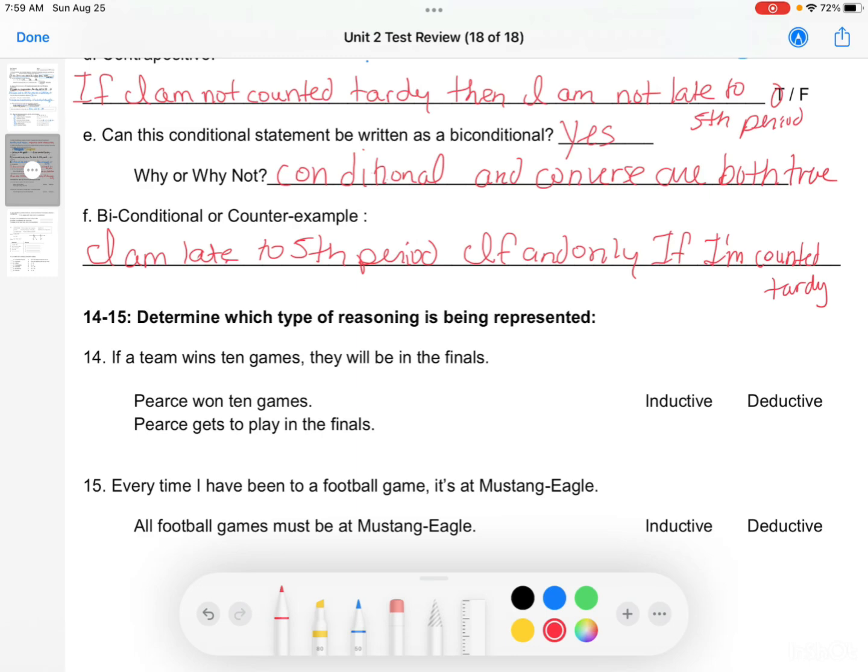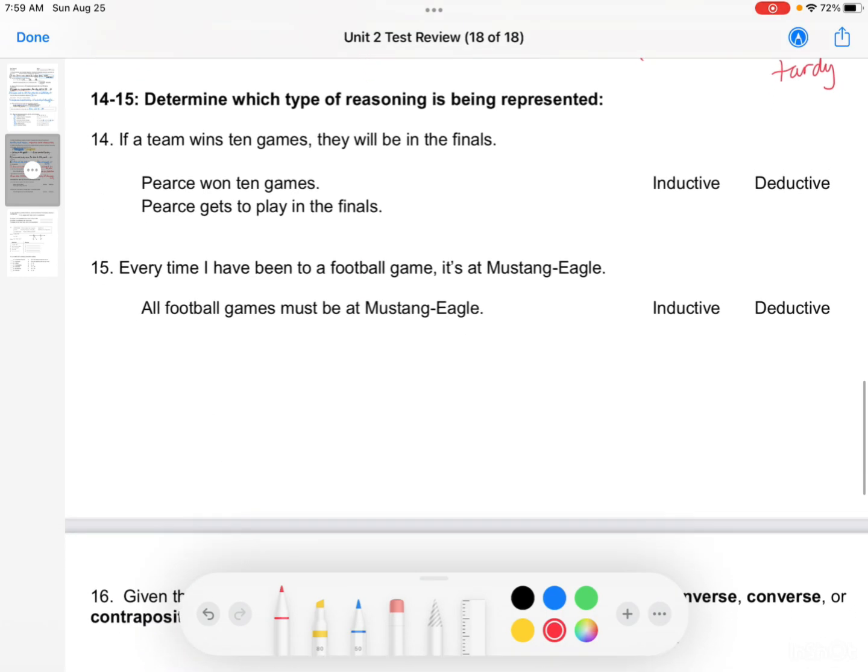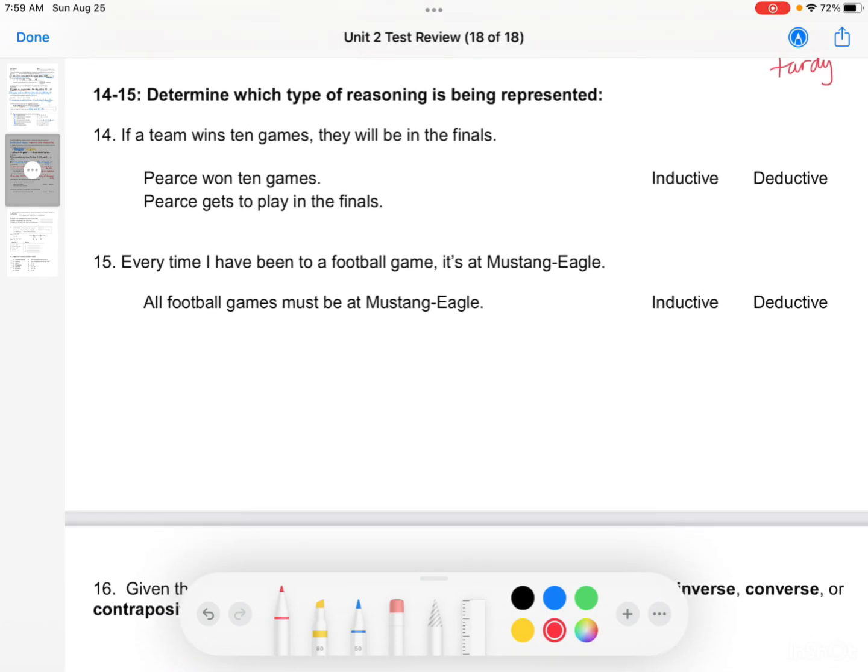I'm sorry, I'm on number 14. If a team wins 10 games, then they will be in the finals. So Pierce won 10 games, and so that means they're going to be in the finals. Okay, that is deductive reasoning because that is something based off of a fact. It's probably some sort of a district policy or tournament policy that if you win so many games, you'll get to the finals.